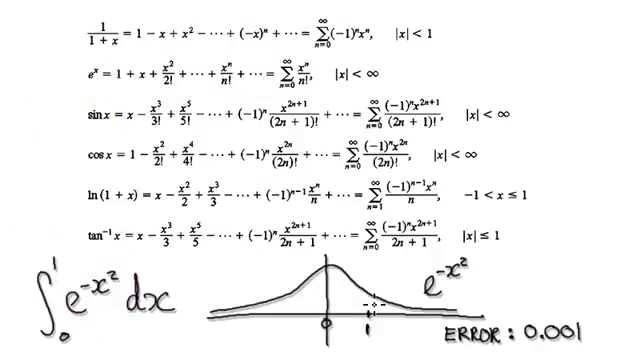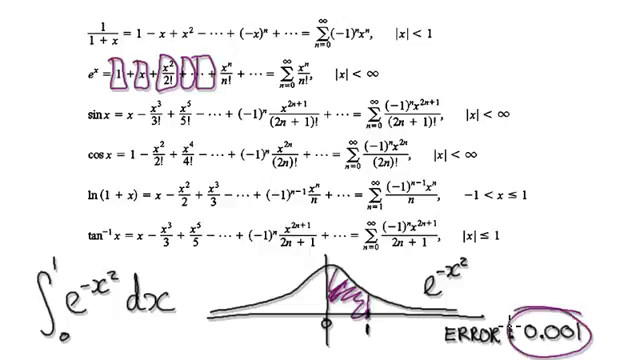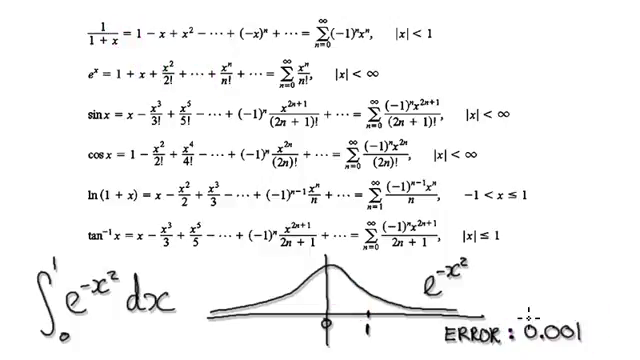But the main question is how many terms do we need? 1, 2, 3, 4 and so on. How many terms do we need in order to get this area to within this level of accuracy? Okay, so we need to find out how many terms we will need to get this area to within this level of accuracy. So let's start.